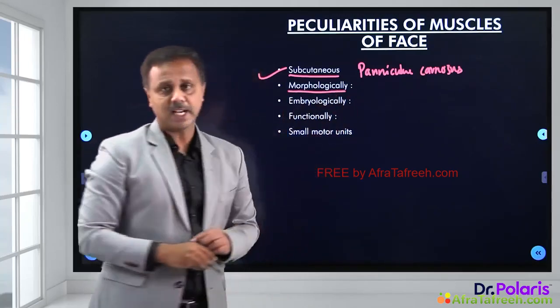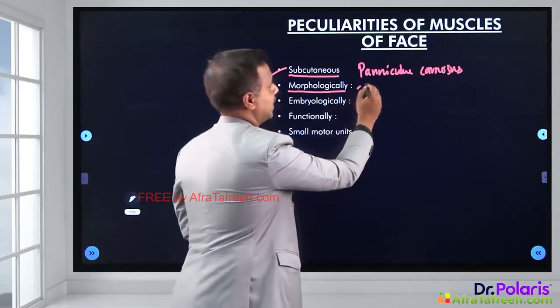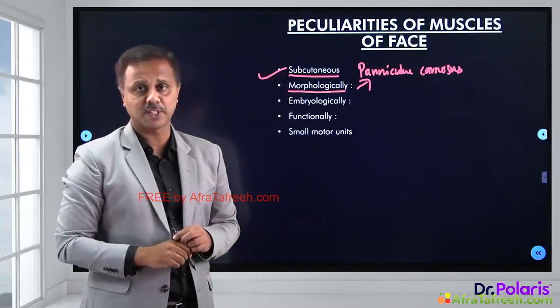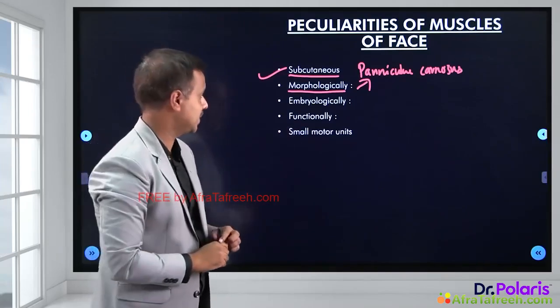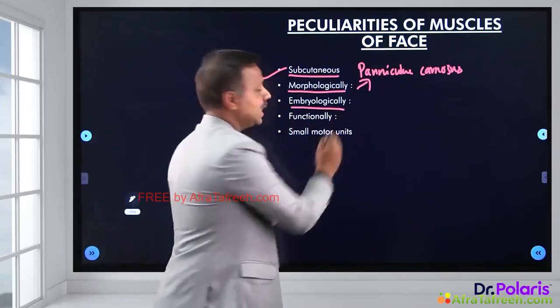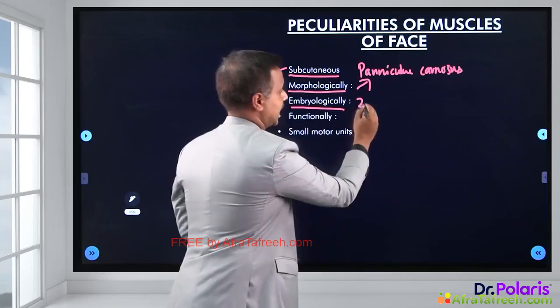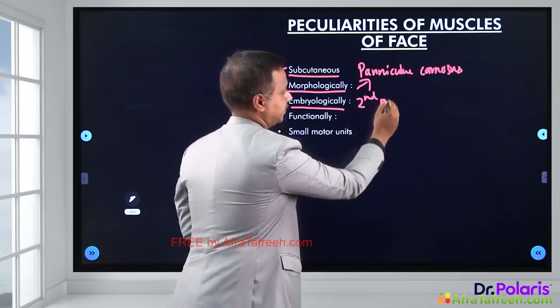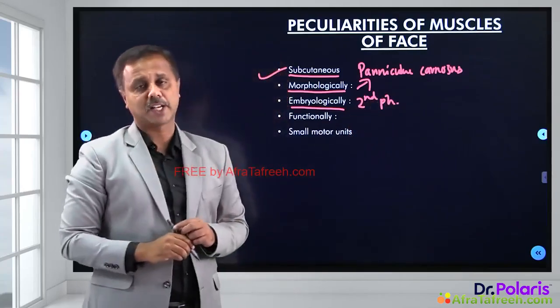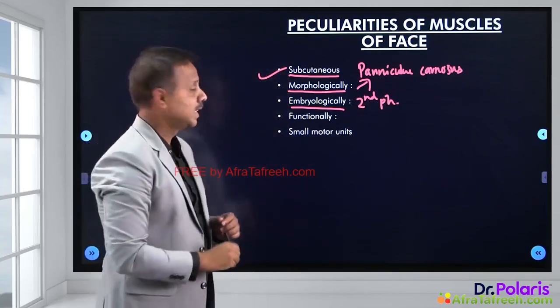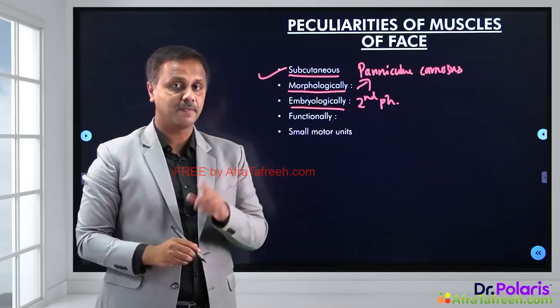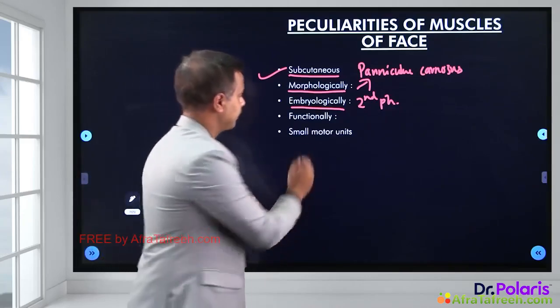Morphologically, again, as I said, these are remnants of the panniculus carnosus. That is why they are subcutaneous. Embryologically, all muscles of the face are derived from the second pharyngeal arch or second branchial arch. This is the reason why they are supplied by the facial nerve, as we will learn later.